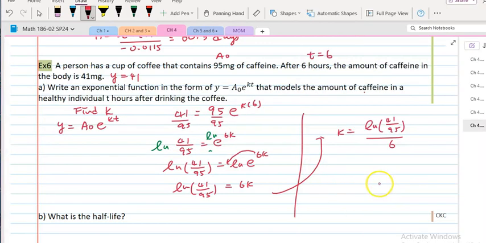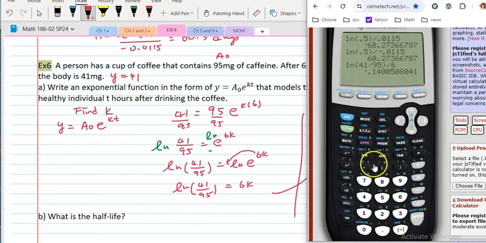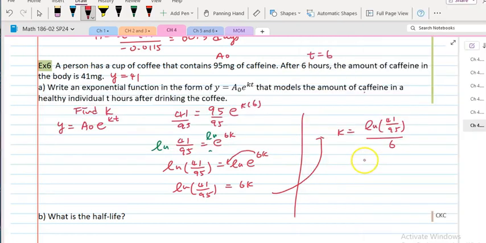Oh, it's a negative. Negative 0.14005. So it tells us that k is negative.